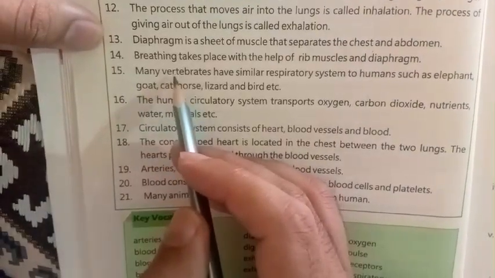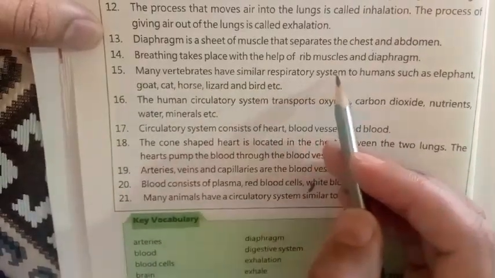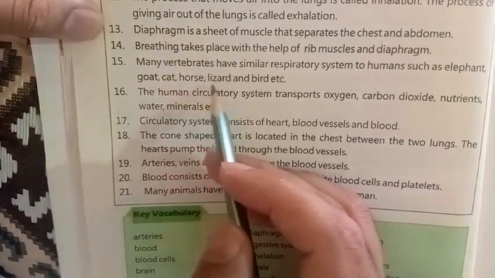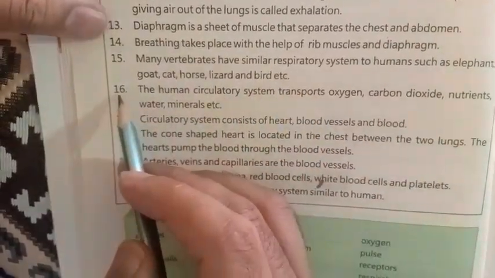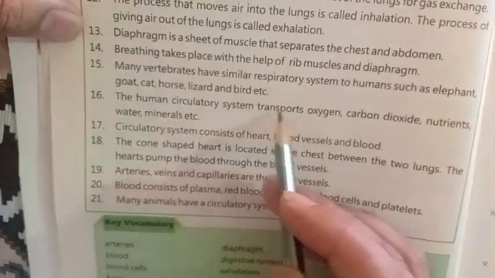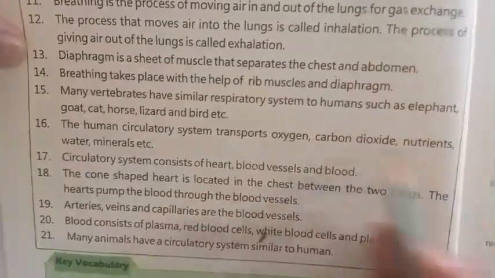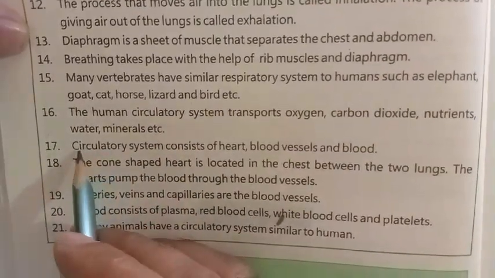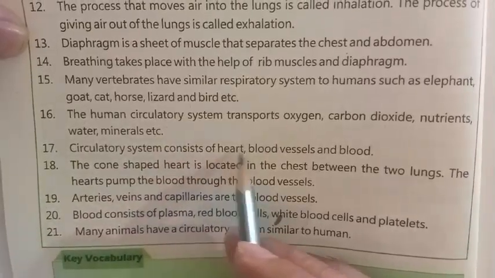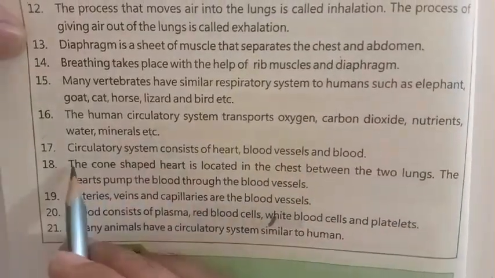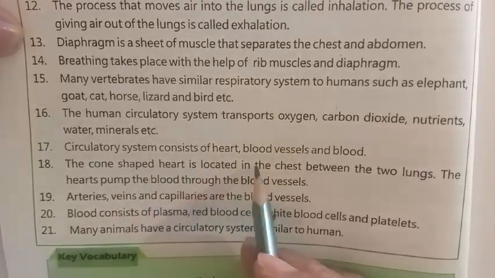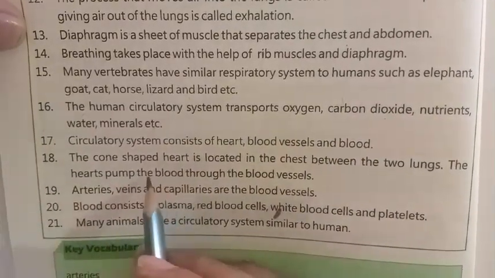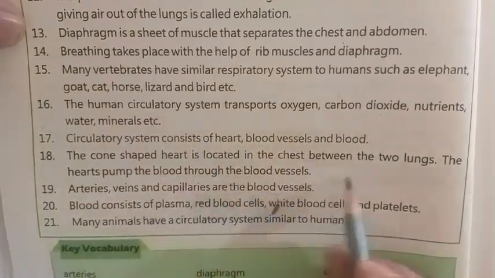Number 15. Many vertebrates have a respiratory system similar to humans such as elephant, goat, cat, horse, lizard, and bird, etc. Number 16. The human circulatory system transports oxygen, carbon dioxide, nutrients, water, minerals, etc. Number 17. Circulatory system consists of heart, blood vessels, and blood. Number 18. The cone-shaped heart is located in the chest between the two lungs. The heart pumps the blood through the blood vessels.